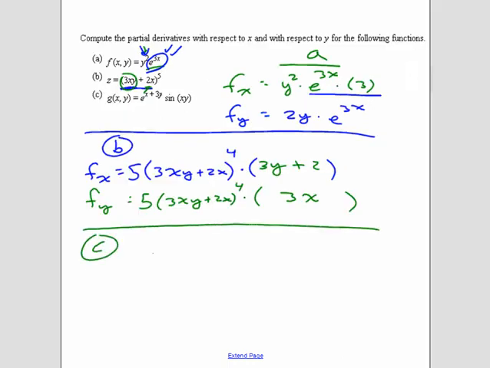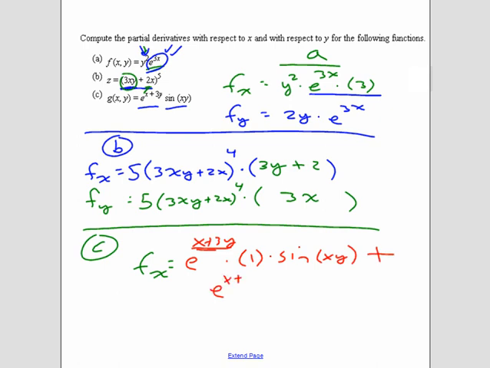And the last one, c, the partial derivative with respect to x. We're going to need to use the product rule here. So we've got function 1, function 2. The derivative of the first function is e to the x plus 3y times the derivative of the inside, which is just 1, where y is a constant and x is our variable. So that's the derivative of the first times the second, plus the first times the derivative of the second. And the derivative of the second is cosine of xy times the derivative of the inside, which is y, because it's the derivative of xy, where y is a constant and x is a variable, is just y.